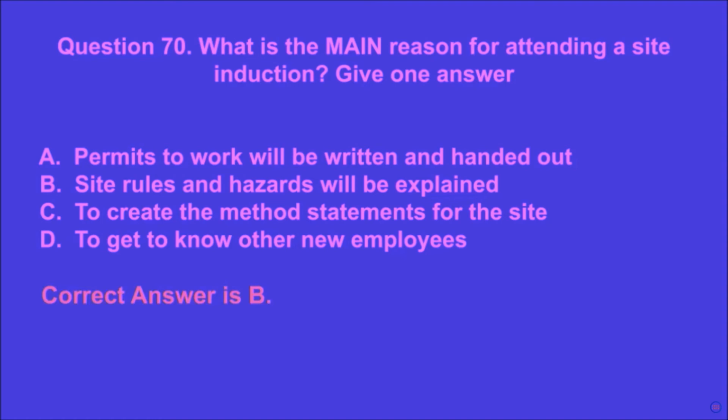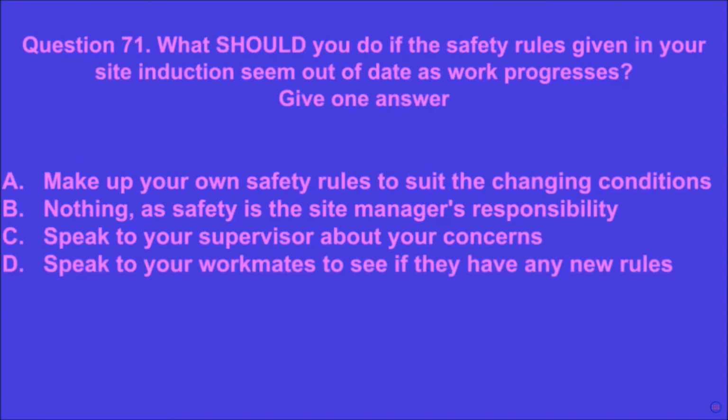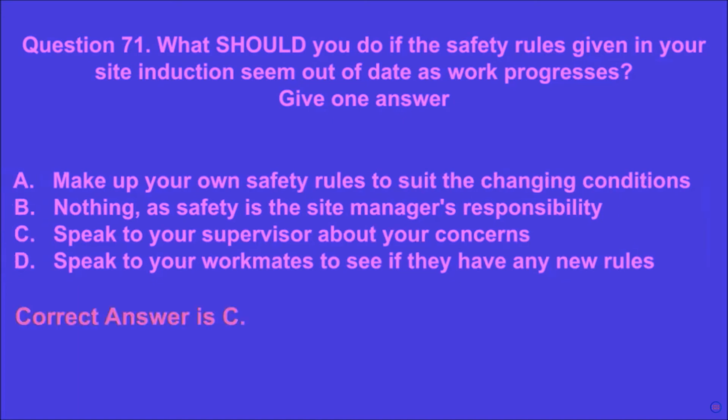Correct answer is B. Question 71. What should you do if the safety rules given in your site induction seem out of date as work progresses? Give one answer. A. Make up your own safety rules to suit the changing conditions. B. Nothing, as safety is the site manager's responsibility. C. Speak to your supervisor about your concerns. D. Speak to your workmates to see if they have any new rules. Correct answer is C.